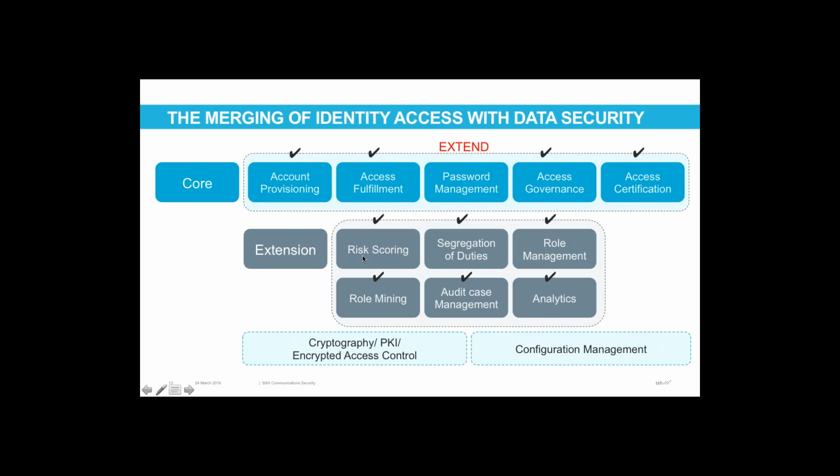Now, this is the Gartner identity governance framework here, right? And you have the core pieces here of account provisioning, access fulfillment, and currently it only says password management. This really needs to be extended to also look at other forms of credentials like SSH user keys, the access governance and access certification. Now, these bottom pieces are called the extensions. These are the pieces which Gartner scores solutions in the identity access management space which are strong, which have these additional extensions around risk scoring, segregation of duties, role management, role mining, audit case management, analytics. All these issues are absolutely relevant to SSH user keys.